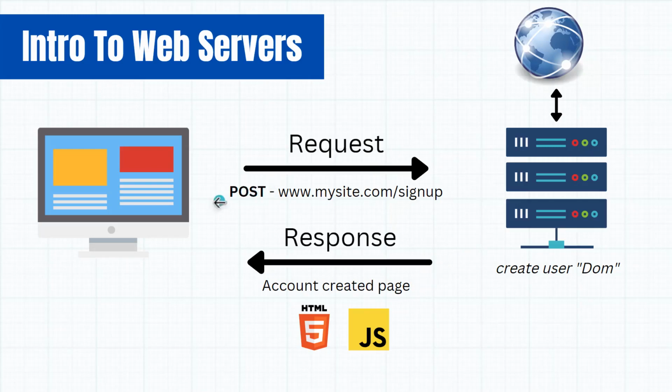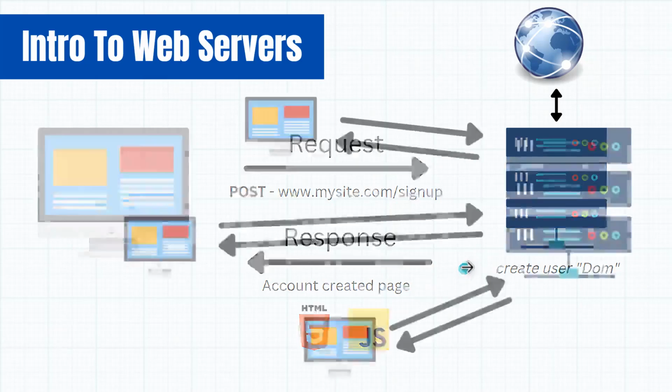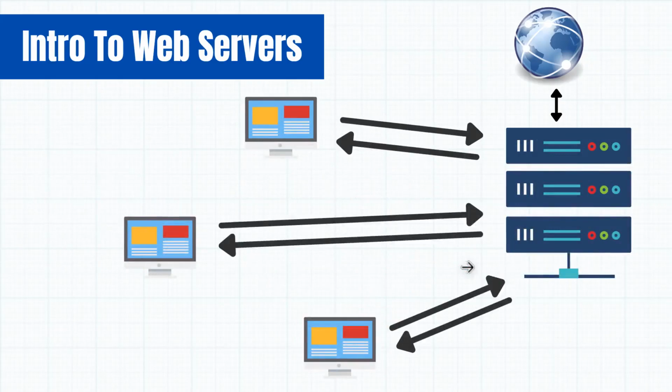So if we look back to that GET request, there was nothing that was changed on the server. It just sent back the sign up form. But this time we sent it to the same URL, but with a POST request, and the server created a new user, DOM, and then sent back that response, this account created page. And so that's how the cycle works for one user.